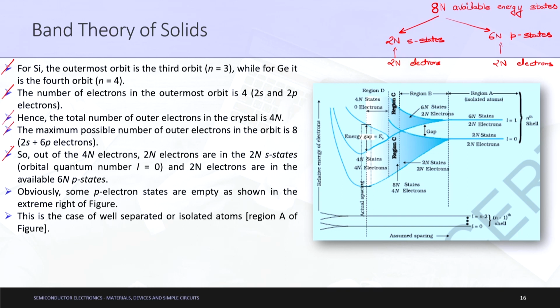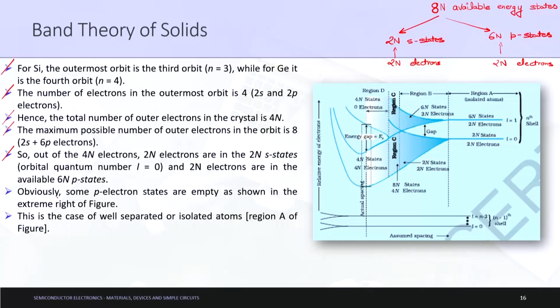Out of the 4n electrons, 2n electrons are in the 2n s states, where the orbital quantum number L is equal to 0, and 2n electrons are in the available 6n p states. Therefore, 4n p states are always vacant at any instant of time. Only, due to the energy fluctuations, some of the electrons may go to some other energy states, and there can be a change in the actual place at which this valence electron was residing before.